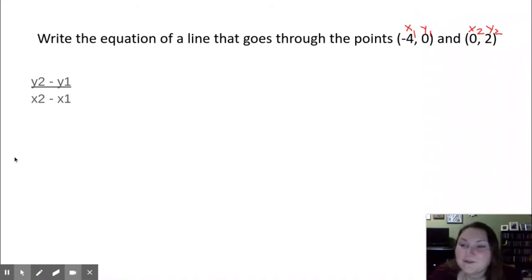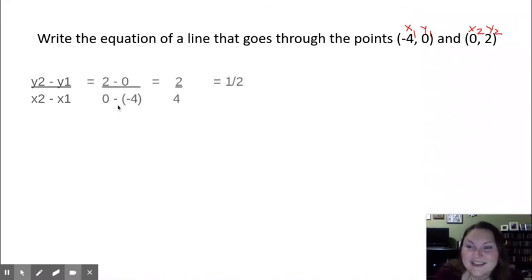Once we've got them labeled, we get our formula in front of us. The next thing would just be to substitute those numbers in. When you do that, it'll look something like this. The y2 is 2 minus your y1, which is 0, over x2, which is 0, minus x1, which is -4. Notice right here, it's important that you've got both of those negative signs. That's another common mistake students make. One of them is coming from this minus sign in the formula. The second one is coming from the negative sign in the number.